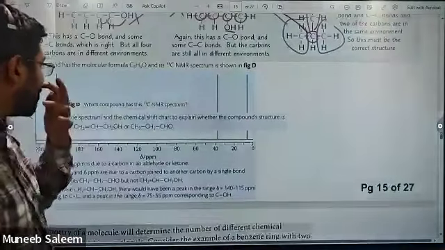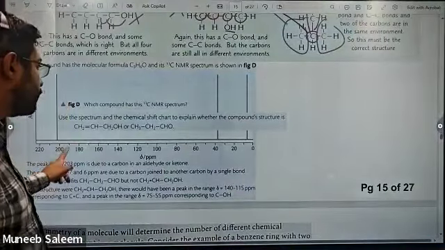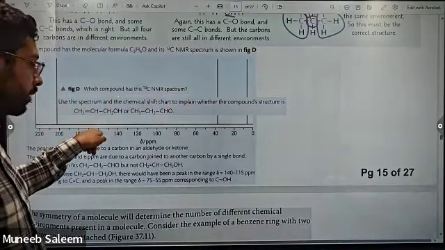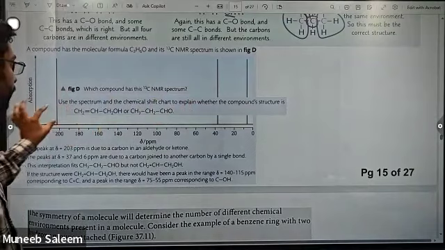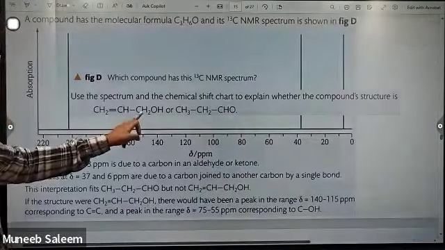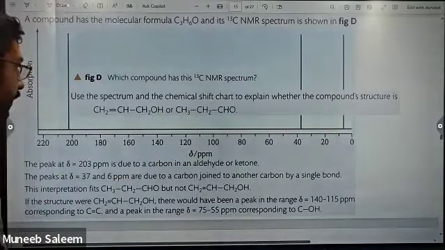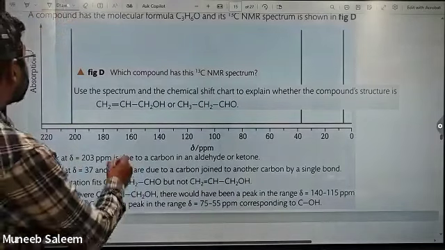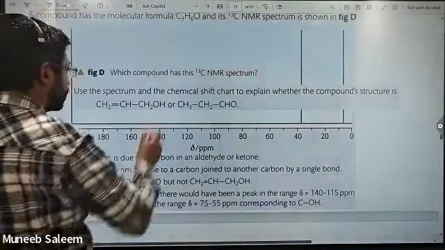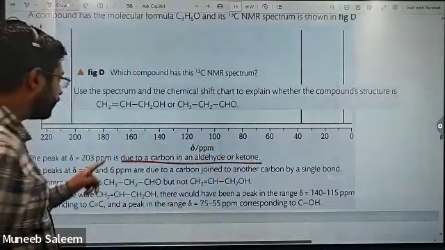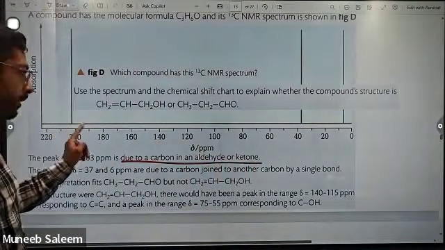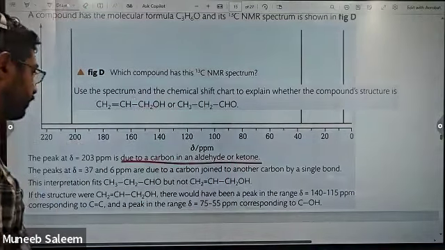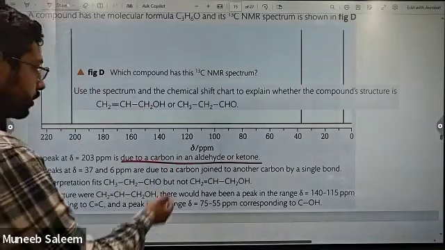Now, another example. We have to tell, from this spectrum, which of these two molecules will give this type of spectrum: the compound having an alkene and alcohol, or the one having only the aldehyde group. Now the peak at 203 ppm is due to the carbon in an aldehyde or ketone. This large value, as we saw in the table, could only be given by the carbon which is part of the aldehyde. So that's now clearly shown here.